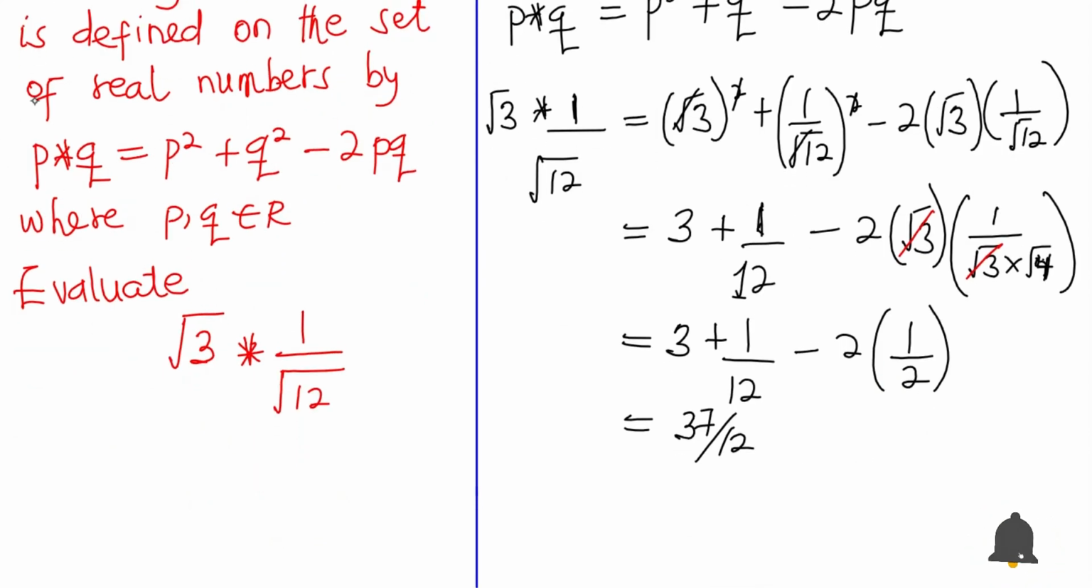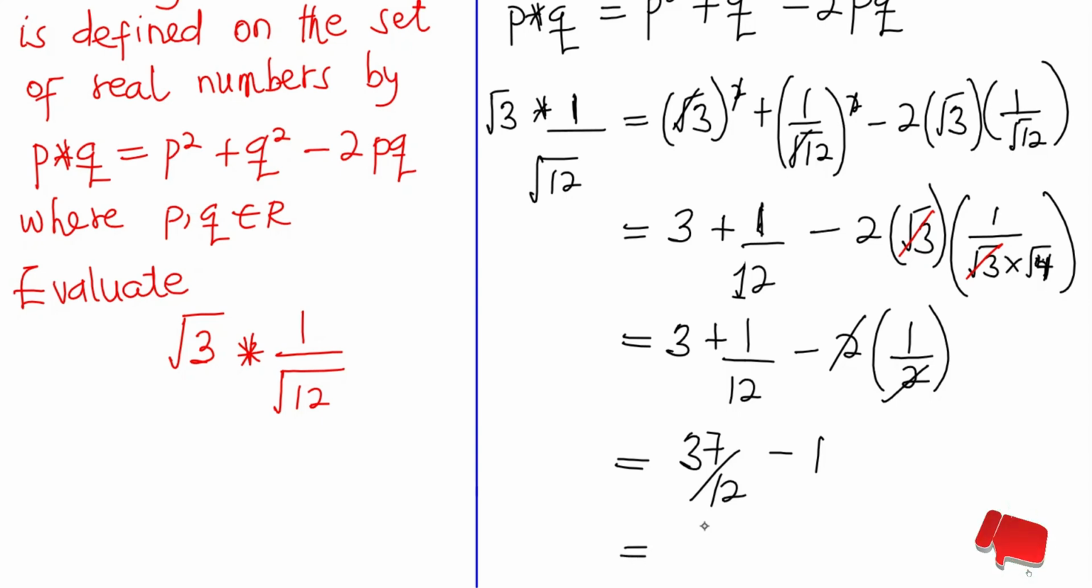So that is 37 out of 12. I think you have to write it so neat. So that becomes 37 out of 12 minus 2 out of 2. You can also see that this 2 is going to take away that 2, and we are left with 1. So when we subtract 1 from 37 out of 12, our final answer becomes 25 out of 12. And this becomes the solution to this question.